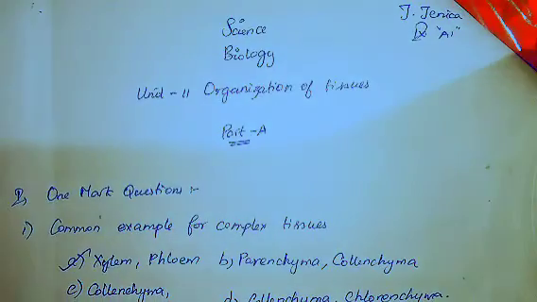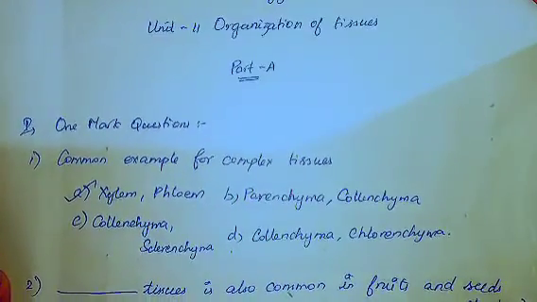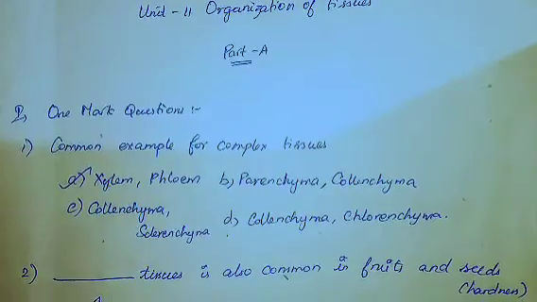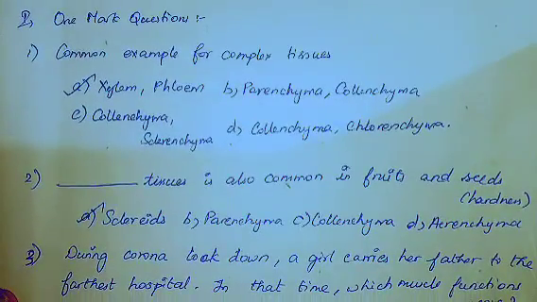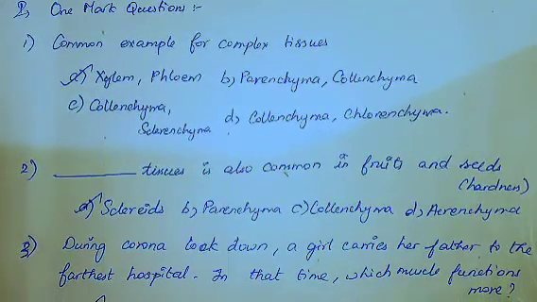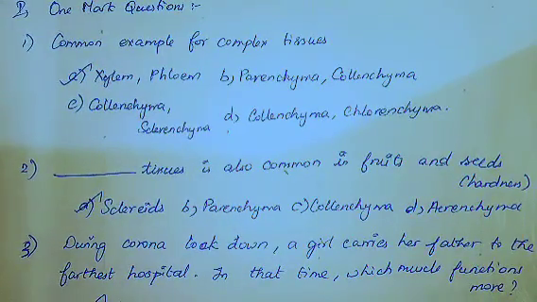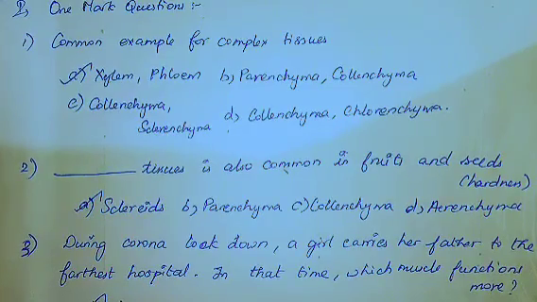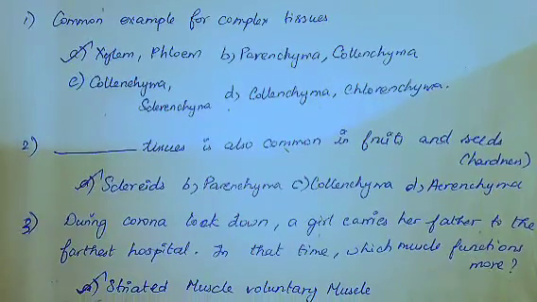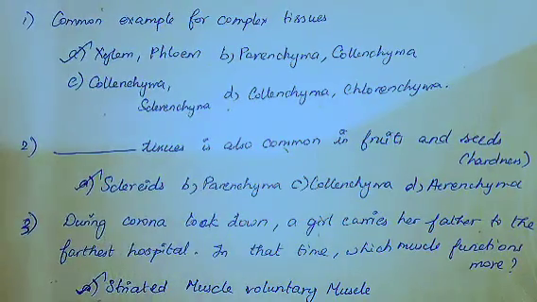Then we are moving to the biology chapter, unit 11, organization of tissues. First Roman letter, 1 mark questions, part A. First one, common example for complex tissues. The answer is A option, xylem, phloem. Second one, dash tissues is also common in fruits and seeds. Hardness. The answer is A option, sclerenchyma.